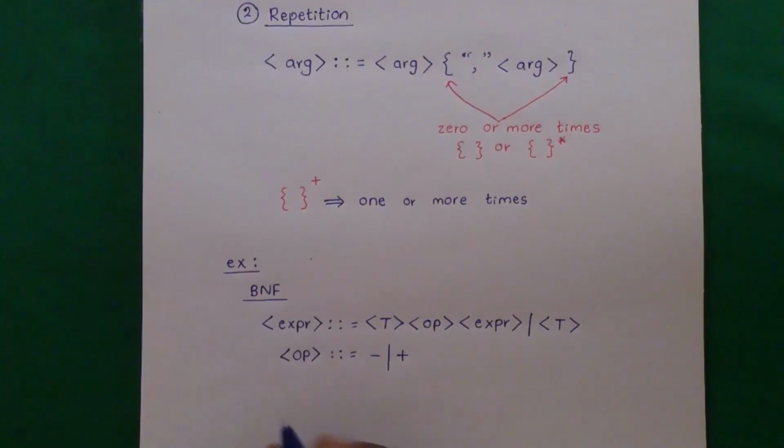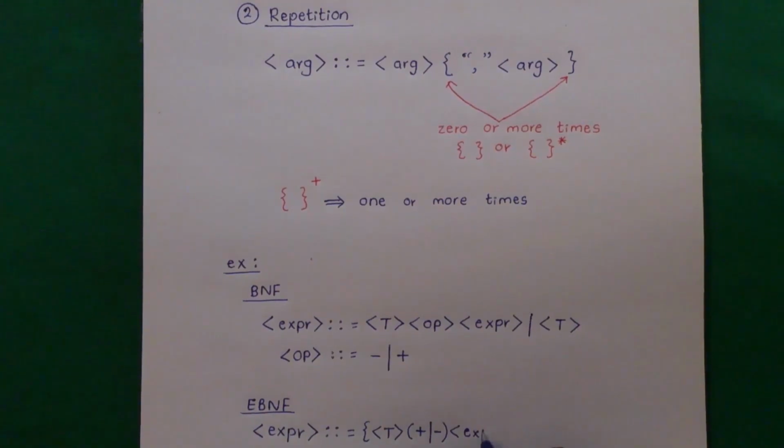On the left hand side, we write the expression as a non-terminal. On the right hand side, inside the curly bracket, we write term followed by plus or minus operator followed by the expression. Because of the plus sign, it indicates the pattern inside the curly brackets can be repeated one or more times. And the other way, we can say that an expression is only a term. Through this example, you can understand there is no recursion part in EBNF.